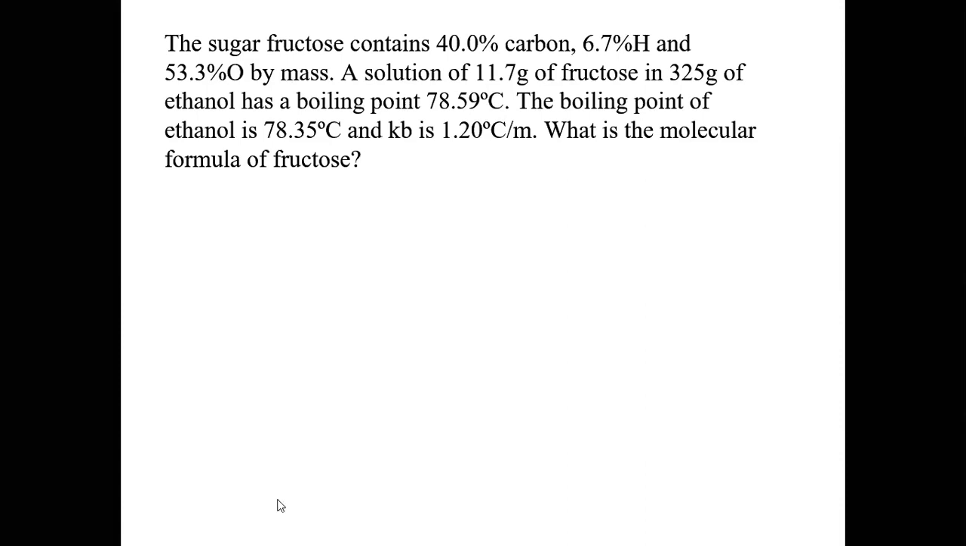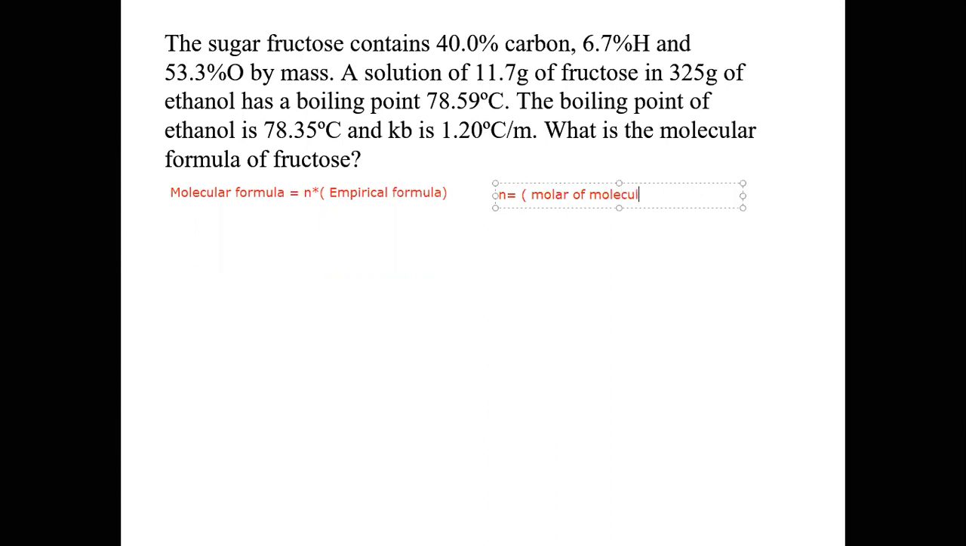So now, to find the molecular formula, this is a kind of a refresher from Gen Chem 1. So molecular formula equals some number n times the empirical formula. And the way we get this n is equal to the ratio of the molar mass of the molecular formula over the molar mass of the empirical formula. The way we find the molar mass of the molecular formula is by using the information given to us about the boiling point elevation. The way we find the molar mass of the empirical formula is by using the percents of each element in the compound.